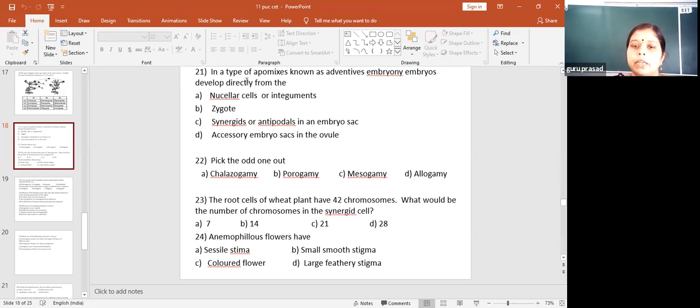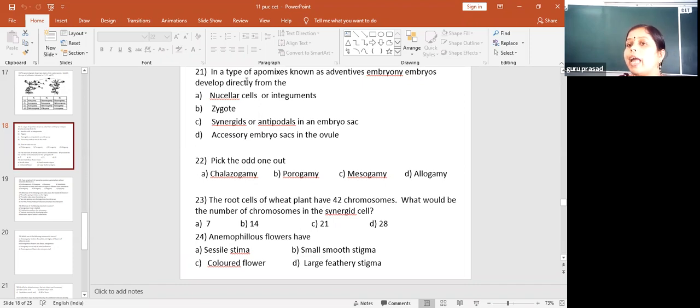See, question number 23 again, calculation type. We do calculation even in biology. The root cells of wheat plant have 42 chromosomes. What would be the number of chromosomes in the synergid cell? Look, the root cells of wheat plant have 42 chromosomes. Root cells are diploid cells, that's why they have 42 chromosomes. What would be the number of chromosomes in the synergid cell?